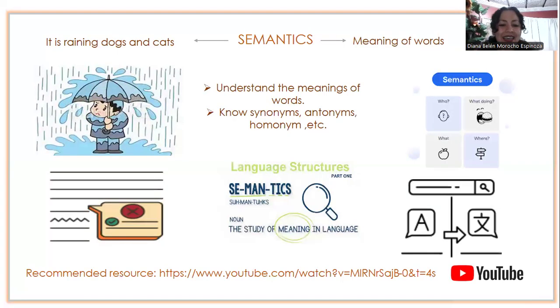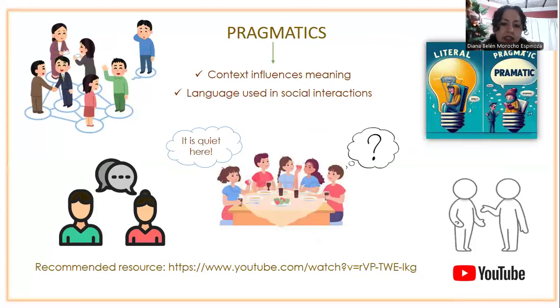Okay, and let's talk now about pragmatics, which studies in depth how context influences meaning and how language is used in social interactions. For example, let's imagine that we are having dinner with friends and someone says, it's really quiet here. Someone can understand that the person is enjoying a peaceful dinner, but someone else can interpret that being very quiet is unusual, and the individual may feel strange or uncomfortable.